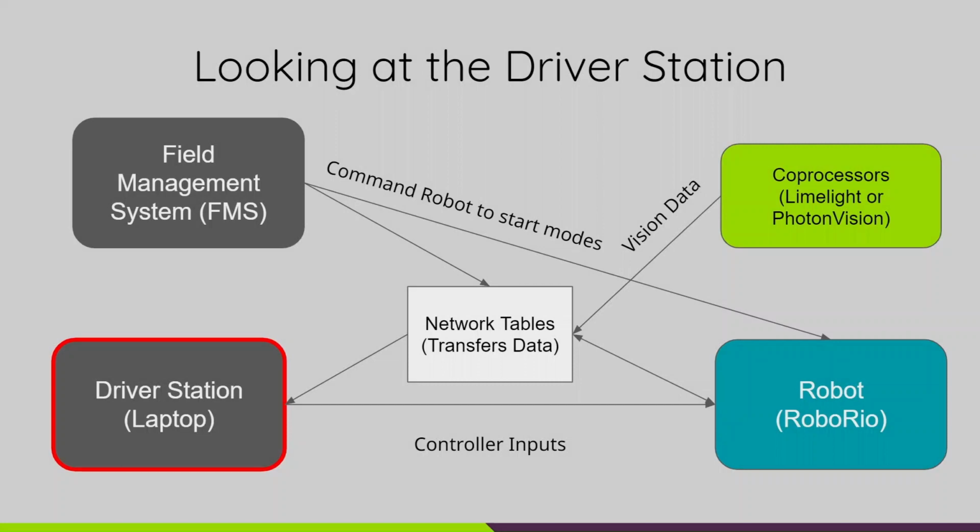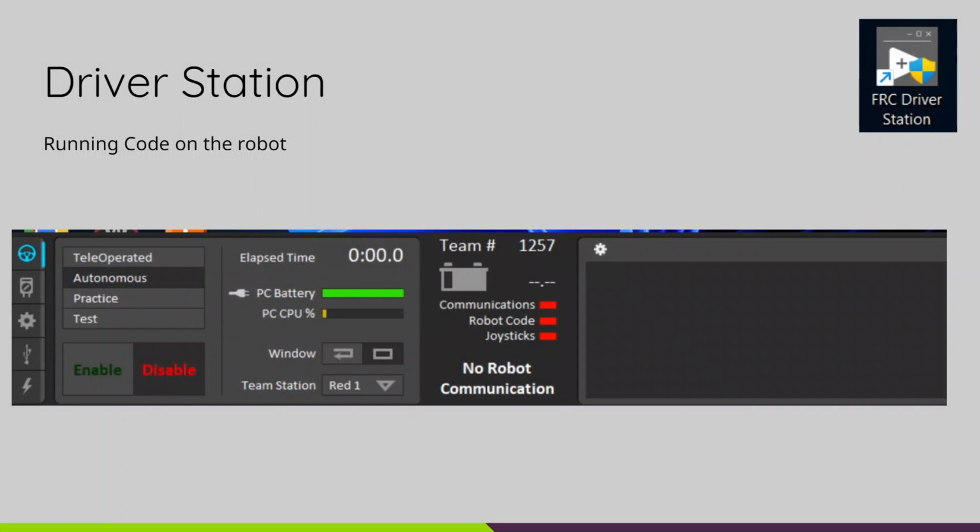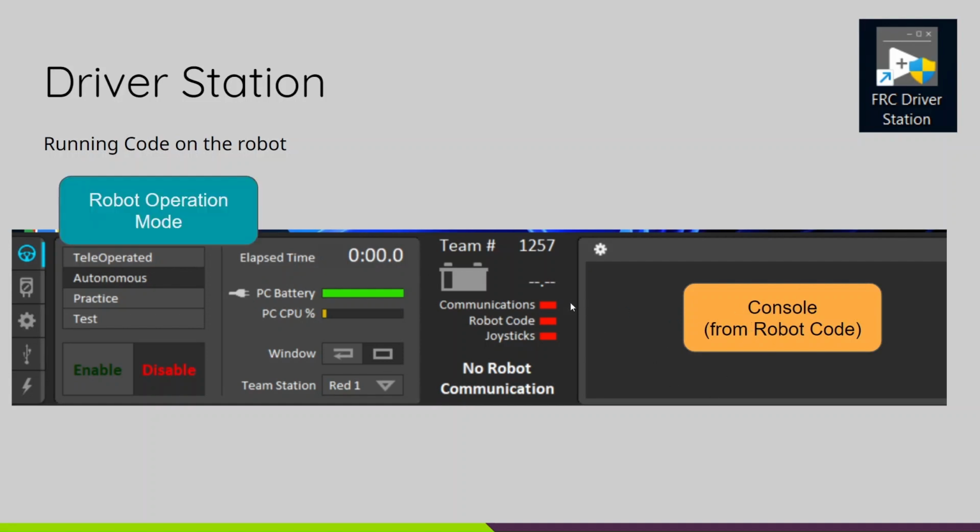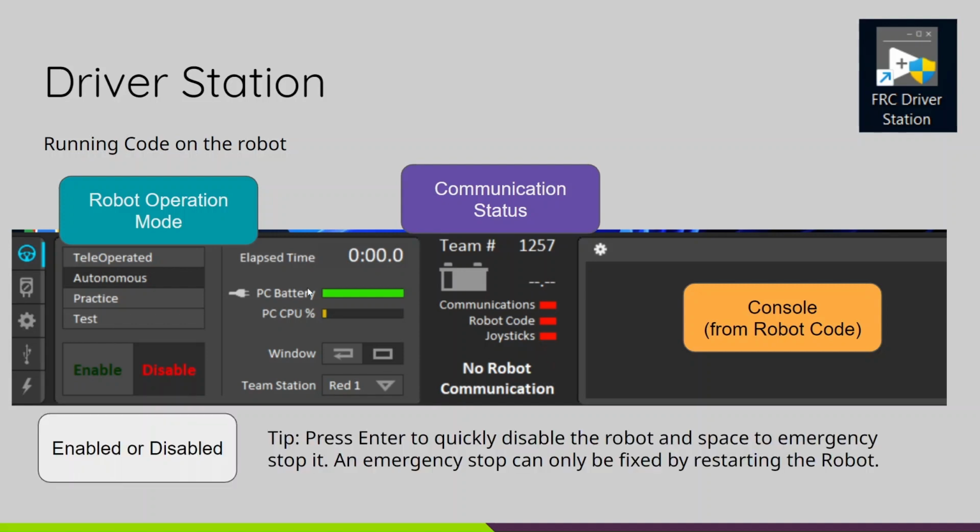So right now we're specifically going to look at the driver station, and this is how we run code on the robot from our laptop. This is what the icon looks like, and it allows us to see everything that's going on in the console from the robot code, and also change the robot operation mode from teleop, autonomous, practice to test. We can also connect to it here and see the communication status as well as the joysticks here.